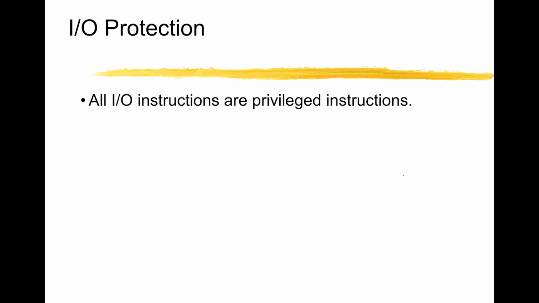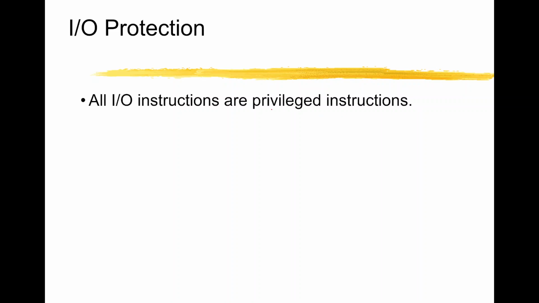Now, the next one we're going to look at is IO protection, what we call input-output protection. How does the system protect input-output, to ensure that the input-output instructions are done properly to devices that actually do exist and do not jump from one to another?